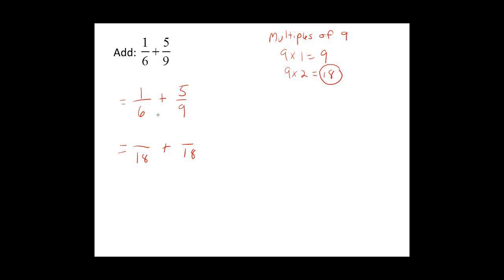Then we will ask, what did we multiply the 6 by in order to get 18? We multiplied by 3. Therefore, we need to multiply this numerator by 3 as well in order to keep this an equivalent fraction. 1 times 3 is 3. What did we multiply 9 by in order to get 18? We multiplied by 2. So therefore we need to multiply the numerator by 2 in order to keep this an equivalent fraction. 5 times 2 is 10. Now we will add the numerators. 3 plus 10 is 13, and keep the denominator.